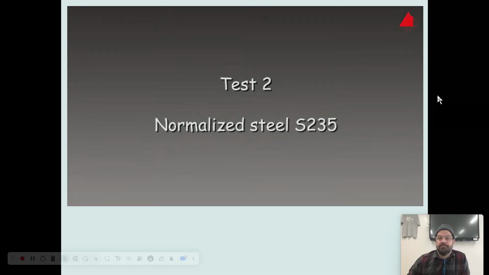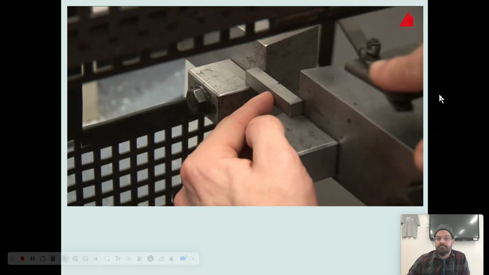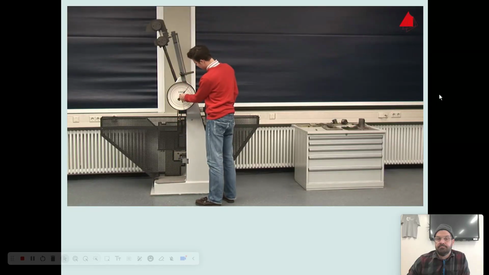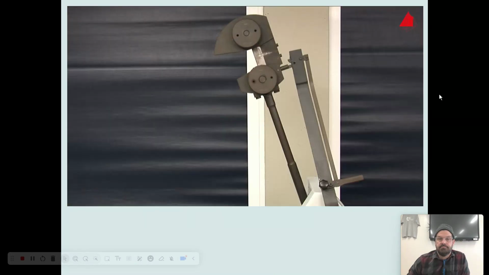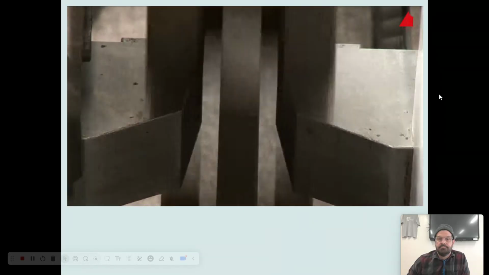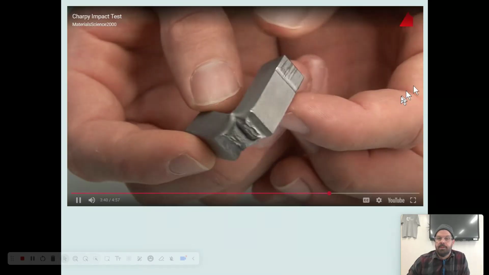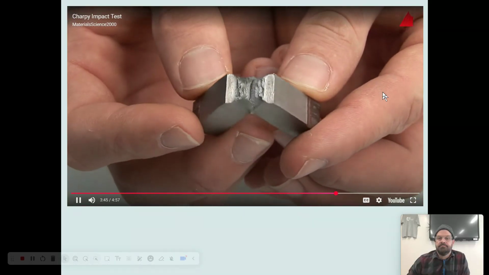Second test. The second specimen has been made from normalized steel S235. It is also placed on the support and centered. The tester turns the drag indicator to its starting position, rechecks all safety measures, and releases the pendulum. This time, the impact sounds much deeper and richer. An impressive energy of 182 joules has been absorbed by the specimen. Here, the specimen did not break into two pieces. Instead, it was pushed through the counter bearings under heavy plastic deformation.